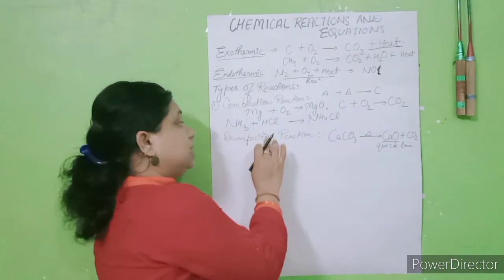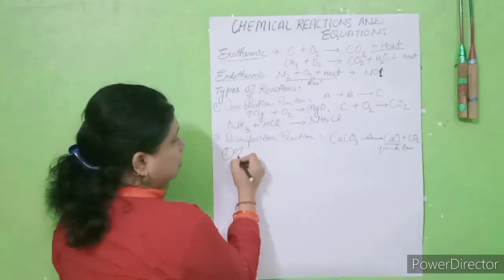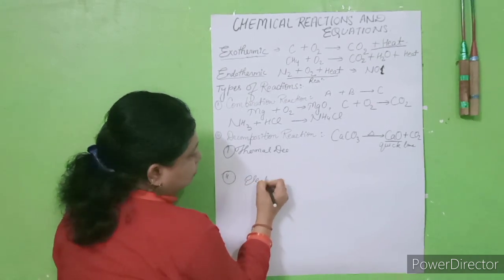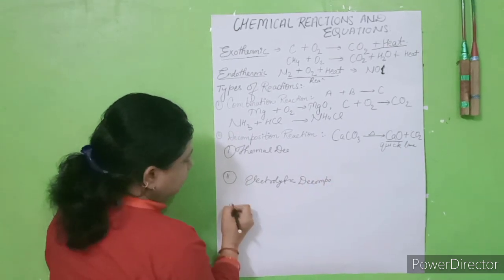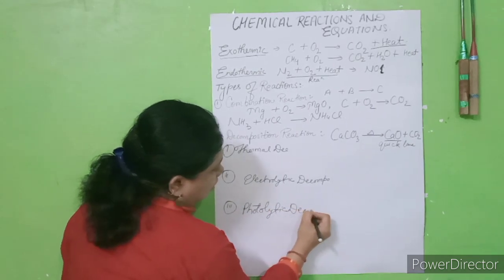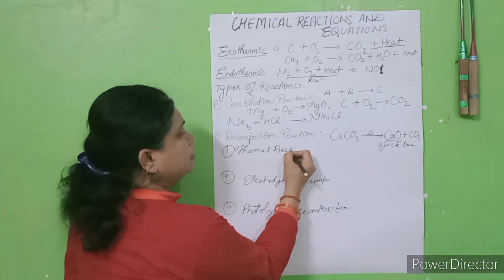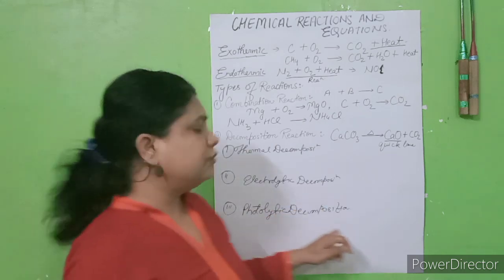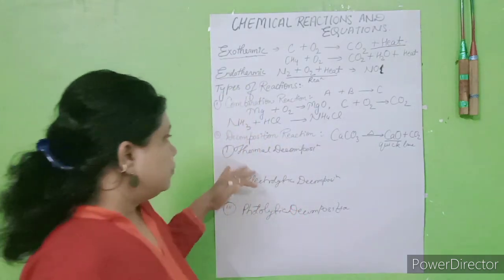Now clear? Students, decomposition reaction is categorized into types: first thermal decomposition, second electrolytic decomposition, third photolytic decomposition, and fourth, students, decomposition which occurs in our body also. We will discuss that later. So first, thermal decomposition.